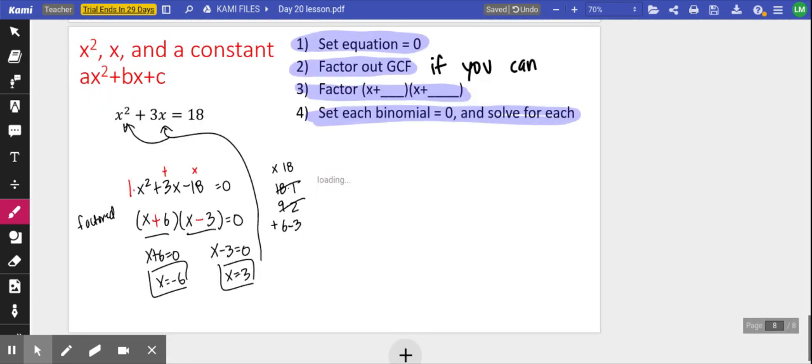All right, we did a lot today. We learned how to take the square root of both sides. We learned how to take out a GCF, and we learned how to solve by factoring a trinomial.